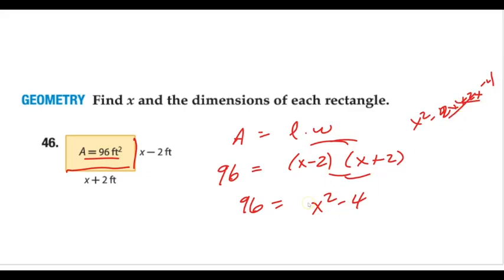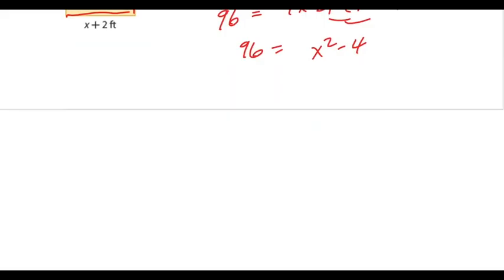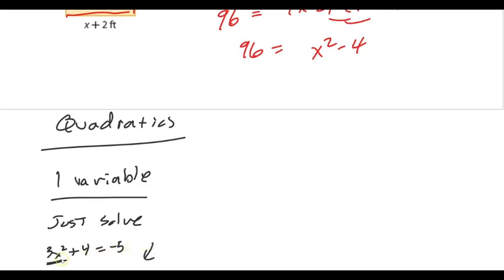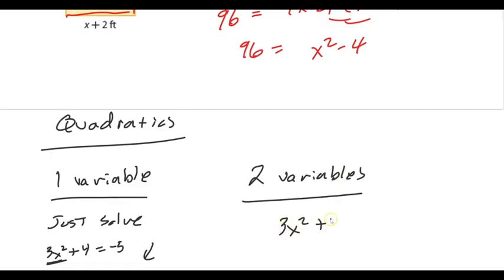We get down to here, and there's actually something I want to bring up before I start solving. Very important concepts. For quadratics, if there's one variable, like we have right here, just solve. That's the easiest way to do it. If I give you like 3x squared plus 4 equals negative 5 or something, you just solve it. Just solve for the x, try to isolate the variable. If there's two variables, like 3x squared plus 2x minus 1 equals 15, then you have to set equal to 0 and factor. This way it still works. I'm actually doing this one both ways. But the easiest way to do it when you have one variable is just solve for it.